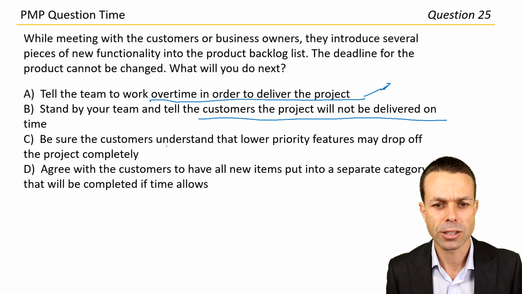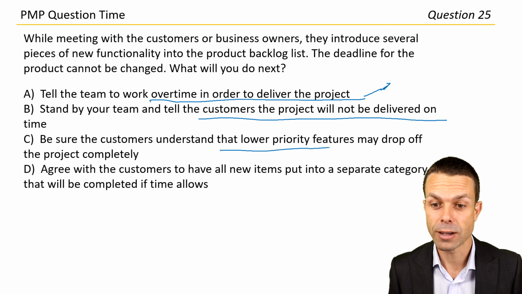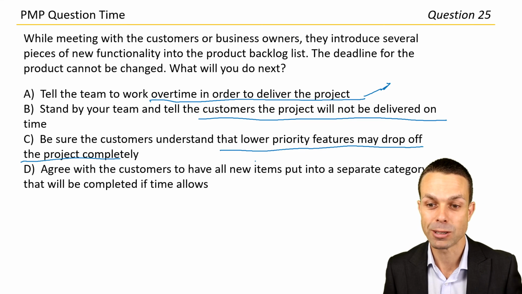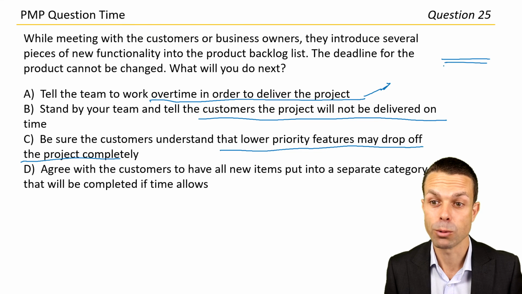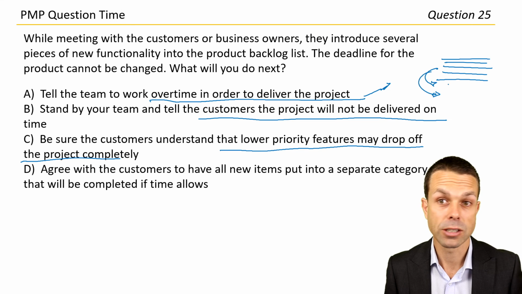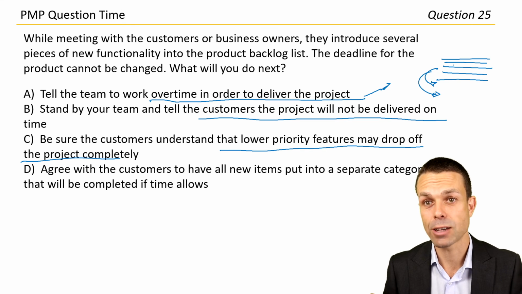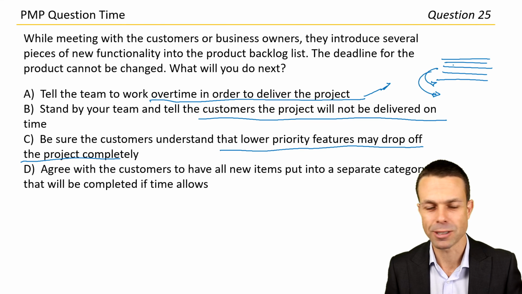Should we be sure the customers understand that lower priority features may drop off the project completely? Now that looks promising. We can still deliver things, but we'll deliver the high value features, and the lower value features will potentially simply drop off or maybe be finished at the end of the project if there's extra time left. That looks very promising, that one.